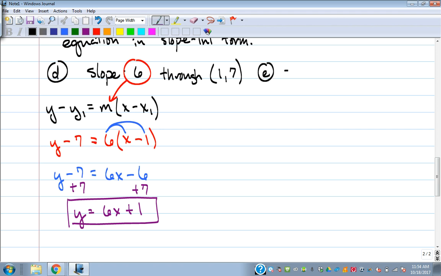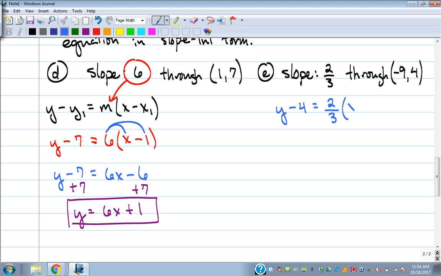Let's do another one. Let's say that it has a slope of 2/3 through negative 9, 4. Throwing a fraction in there and a negative sign. Okay. So what's the point slope equation going to be? Good. Y minus 4. So y minus the y value, x minus the x value. And the slope goes in front of the parentheses.